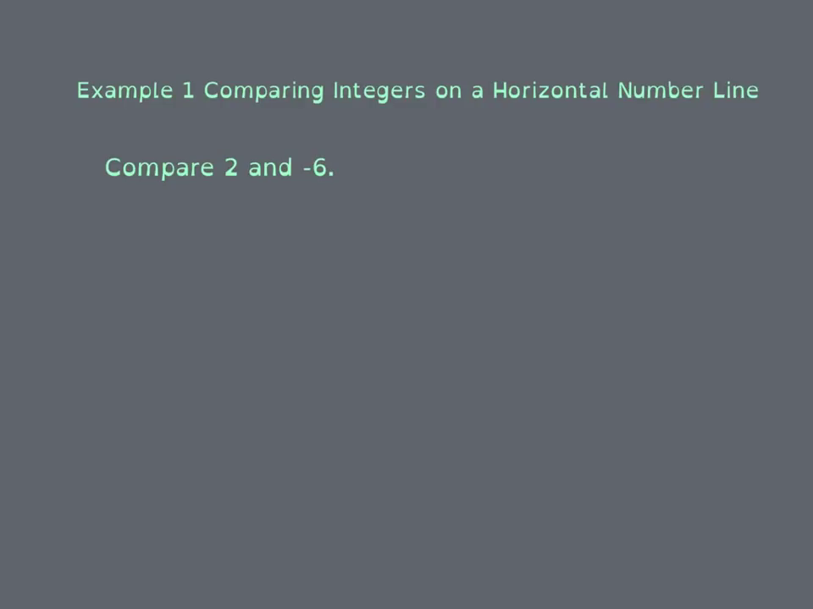So let's do an example. If I gave you compare 2 and -6, it would look like this. We briefly talked about putting on a number line, putting on equal intervals. So we're going by ones here. What I'm going to do is try and find where I'm going to put 2 on my number line. I'm going to put -6 on my number line.